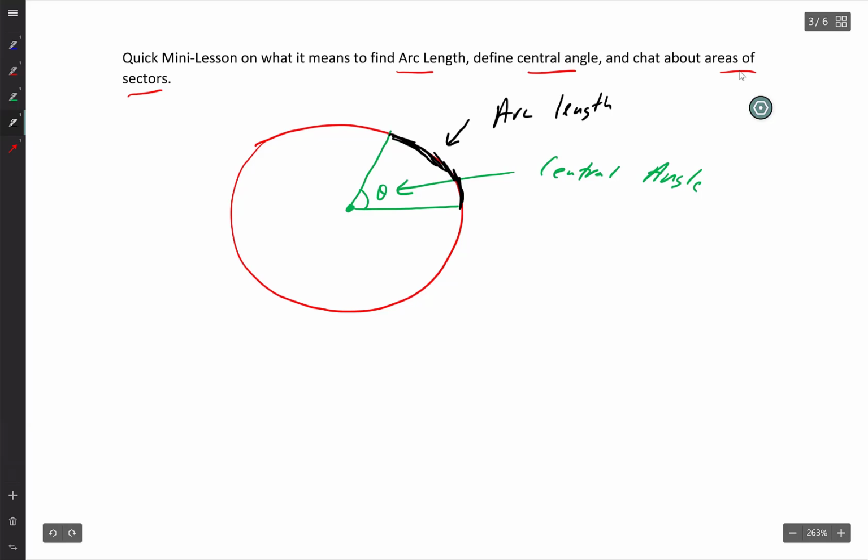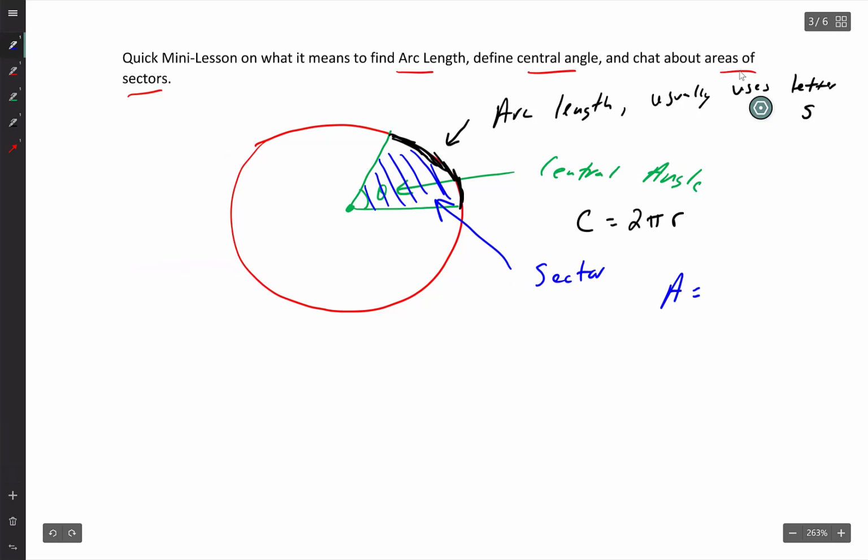They usually use the letter S. And then you know the circumference of a circle. Circumference means the whole revolution there. One revolution is 2 pi times the radius. And sector, so what's a sector? A sector is all that in blue. Remember that area of a circle is pi r squared.